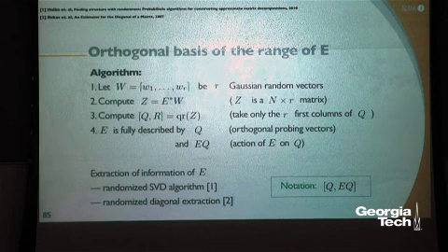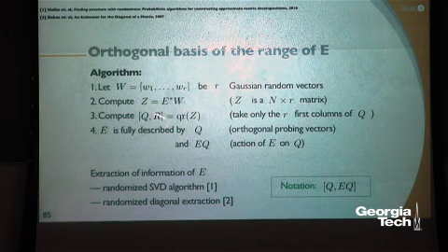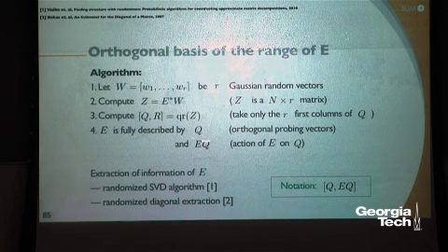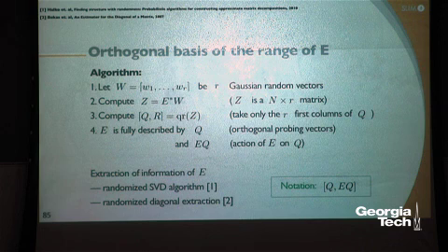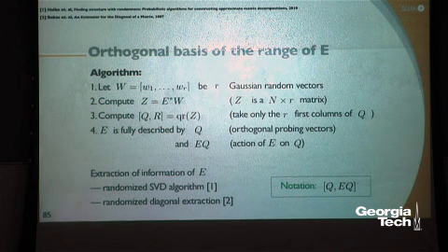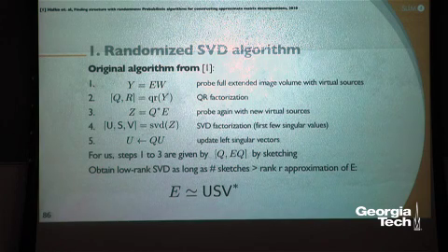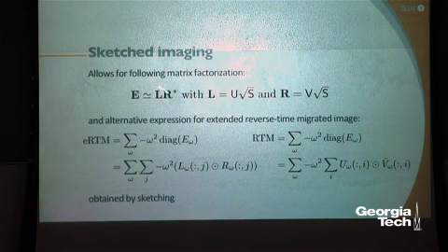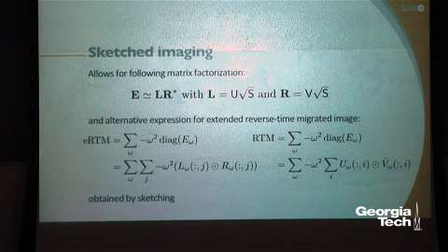So when you have these actions, you can basically compute this QR factorization and then use this Q and EQ to form a low-rank SVD approximation of that large matrix. Right, so that's this guy. And from that, we can form left-right factorizations by simply lumping the square root of the singular values on the left and the right. Okay, so now this gives us an alternative formula for imaging.